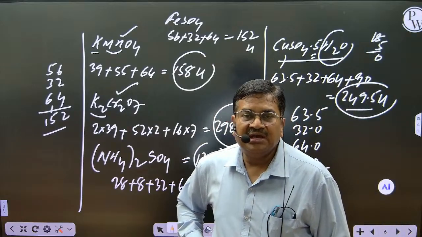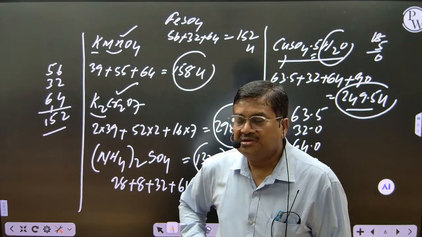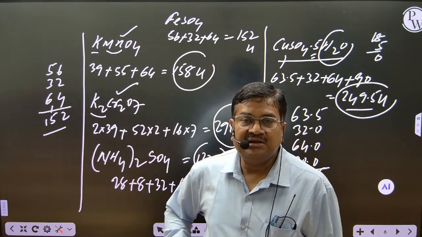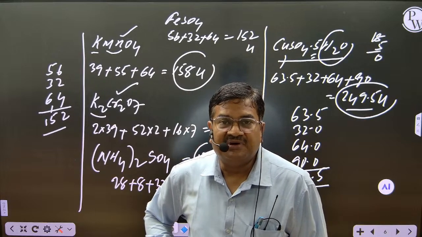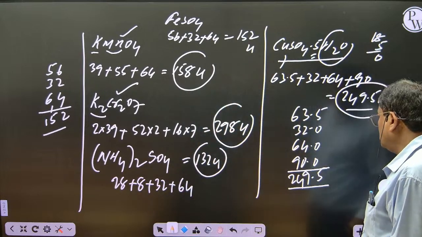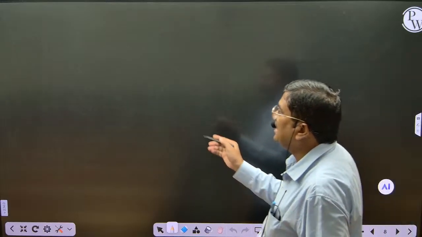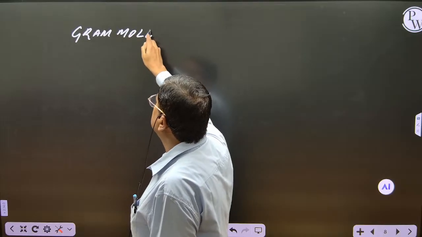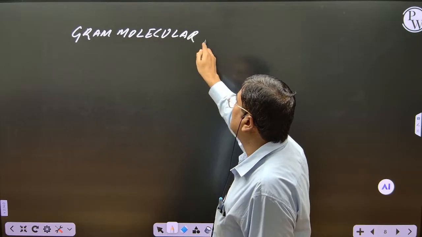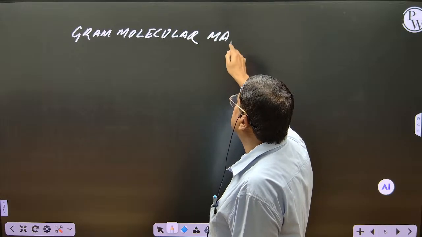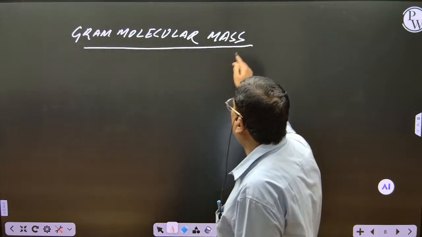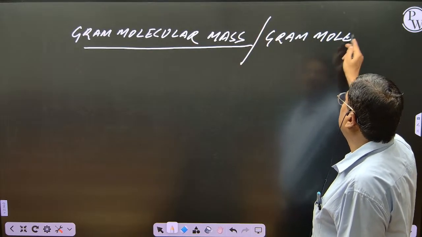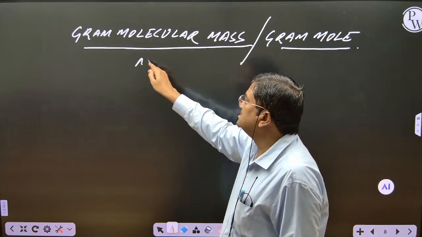Copy it. Now we go for next, gram molecular mass. Till now what we learned? Atomic mass we learned, gram atomic mass we learned. Now I am going for gram molecular mass. Just like gram atomic mass, we also call gram molecular mass simply gram mole, or we even say molar mass. So these are the various names, student.